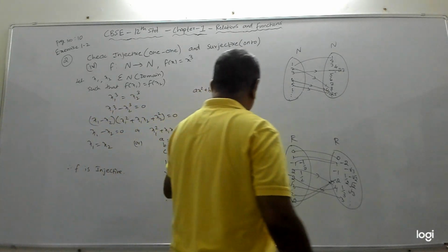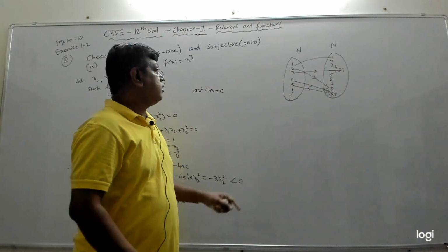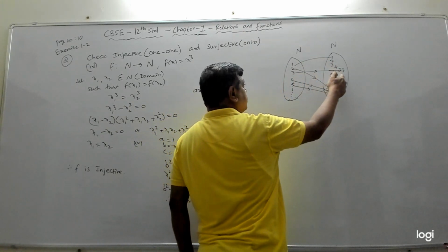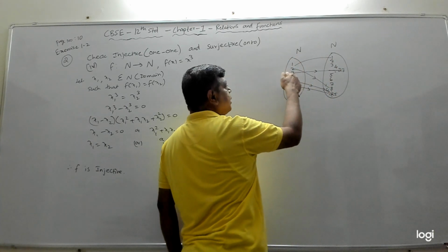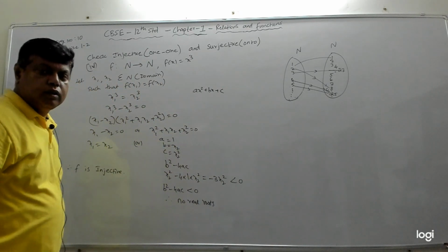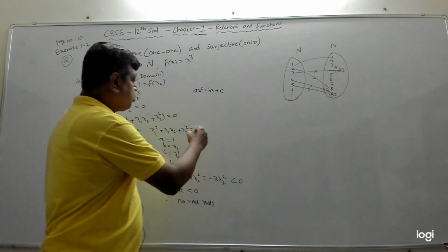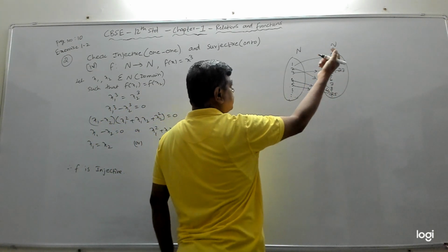Now is it onto? Now clearly if you see, no element is going to 3 here. 3 goes to 27. Then no element goes to 2 also here. So 2 does not have an element here such that f of that element is 2. So therefore f is not onto, right? So how do we prove that? To prove that f is not onto, we'll take an element here. We can take 2 or 3 or 4 also, it doesn't matter.